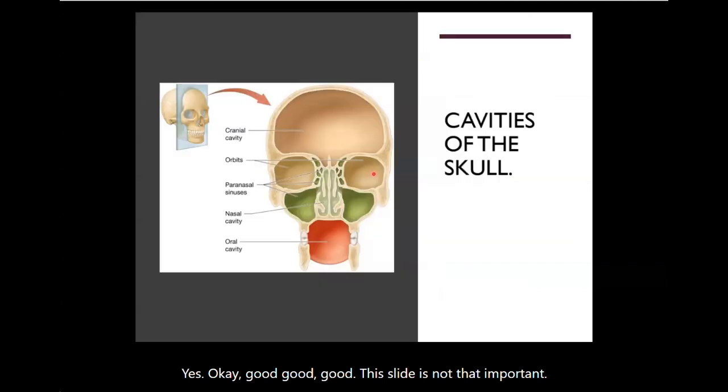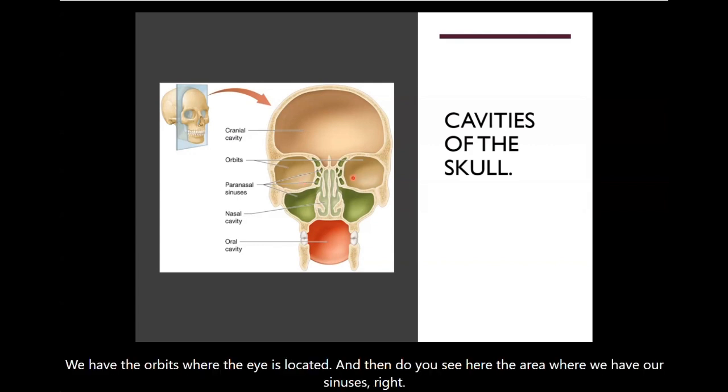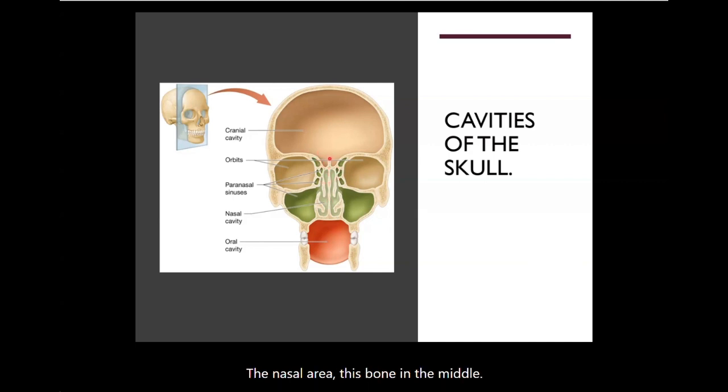This slide is not that important. Let me just introduce it to you. Cranial cavities, where we have our brains, right? This is just showing us the skeleton. Here we have the orbits where the eye is located. And then do you see here the area where we have our sinuses, the nasal area? This bone in the middle, do you see that? It looks like a butterfly, okay? I'm going to say butterfly and bat a lot today. That's the ethmoid bone. All right, that is the ethmoid bone.